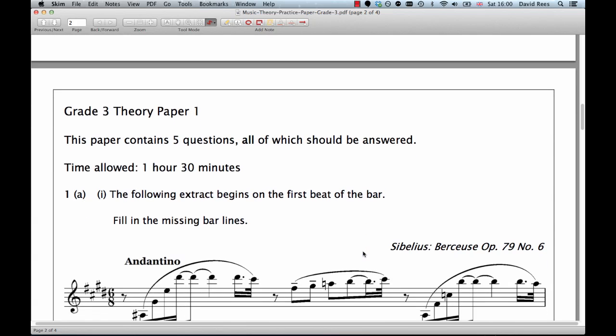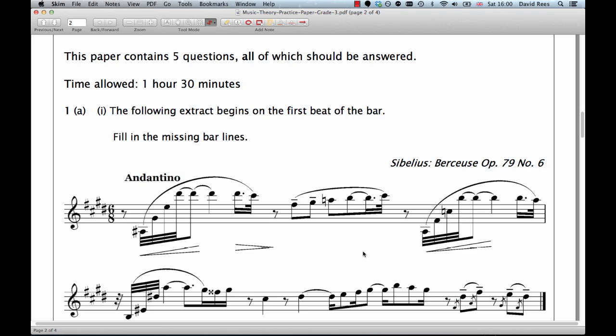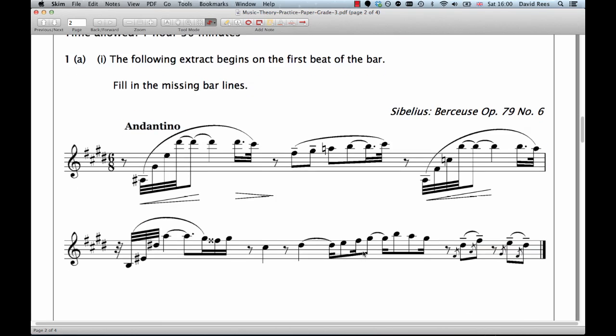So, question 1: the following extract begins on the first beat of the bar. Fill in the missing bar line. Hopefully this should be quite straightforward, although there's a few scary looking rhythms in this extract that we're going to have to work out.